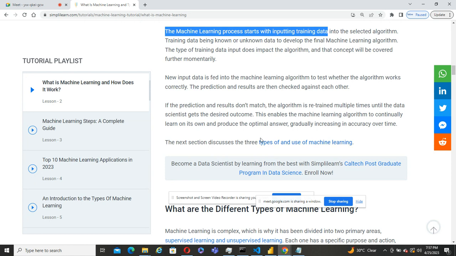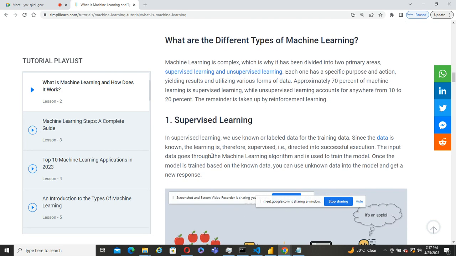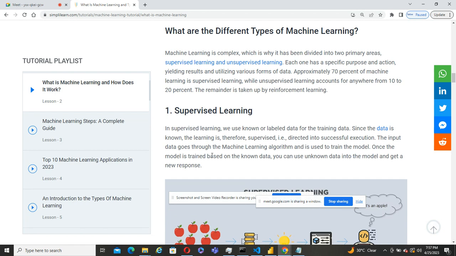Right, let's move on. Now, what are the different types of machine learning? We have different types of machine learning. Today, what we will basically look at, and what a data scientist will more importantly look at, is supervised machine learning and unsupervised machine learning.